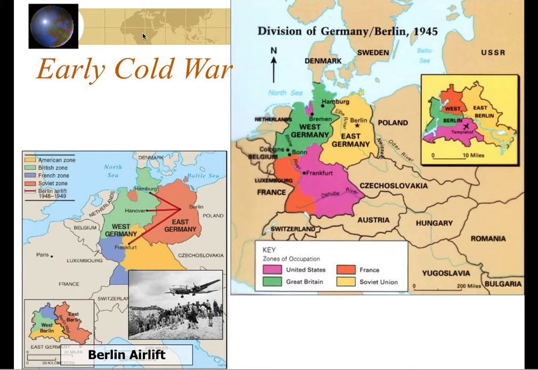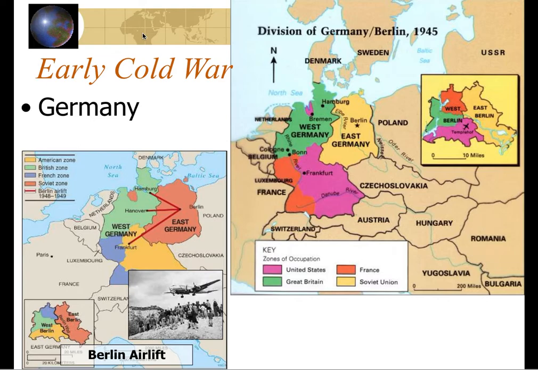So what becomes ground zero of the European Cold War is Germany. So Germany, it had been agreed upon at the various conferences during World War II that Germany would be divided into four pieces, and the Americans, British, French, and Soviets would each have a piece. Berlin, as the capital, would be divided as well.